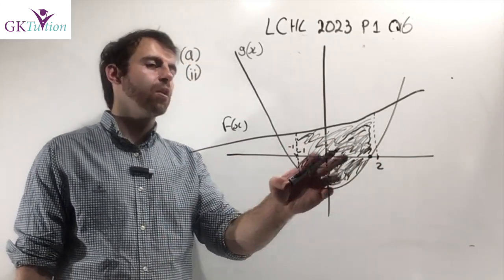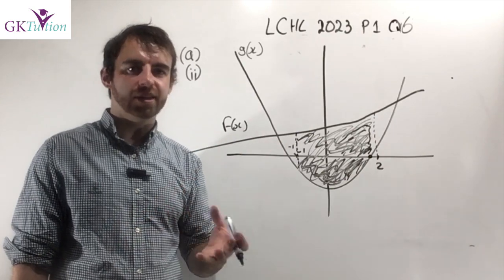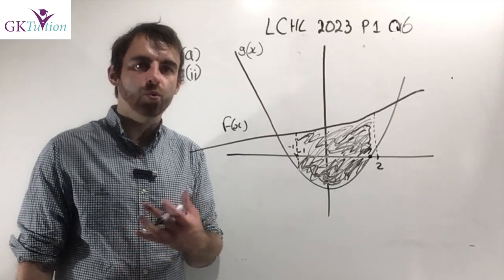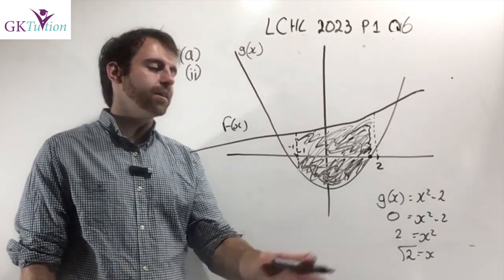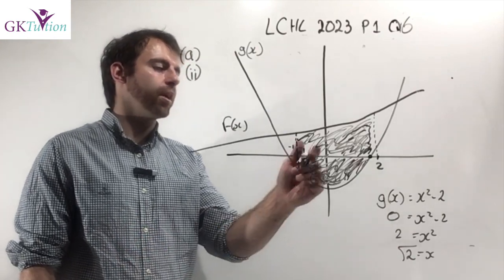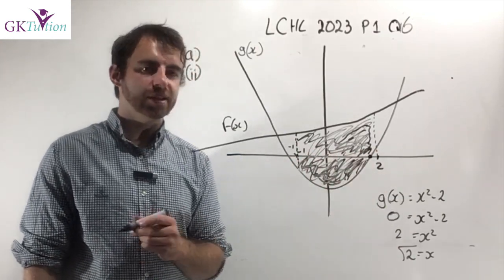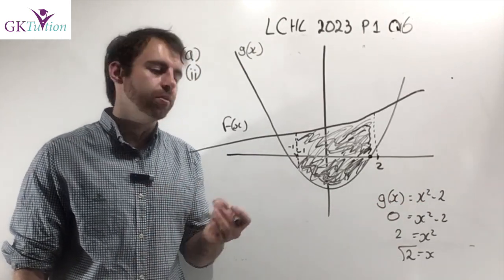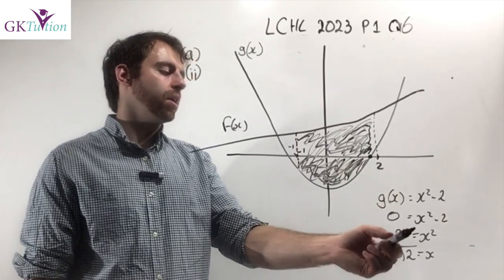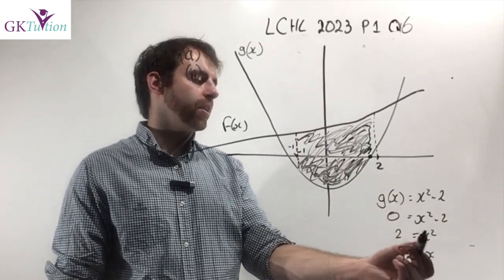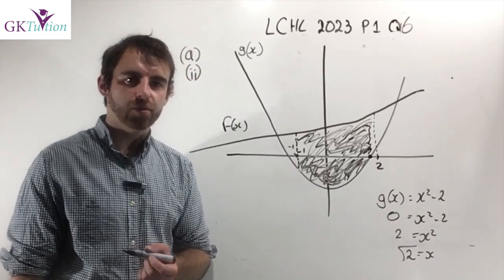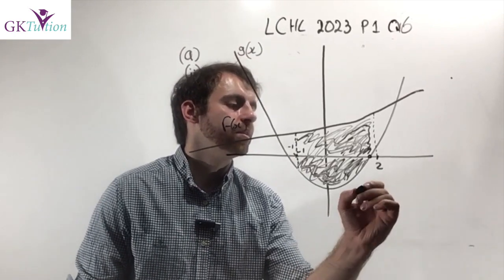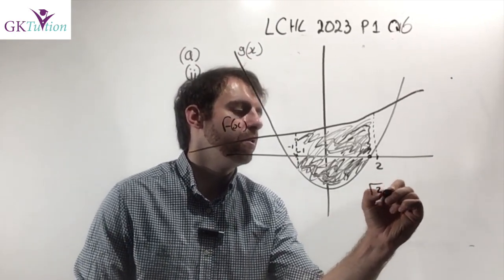I want to figure out where the curve g of x crosses the x-axis. And remember, to figure out where a curve crosses the x-axis, you simply sub in y equals 0. So my function g of x is x squared minus 2, and to work out where it crosses the x-axis, you simply let it equal 0. So I let x squared minus 2 equal 0. That's equivalent to subbing in y equals 0. Then I add 2 to both sides, so x squared must be 2. If I take the square root of both sides, I end up with x equals the square root of 2. Now that tells me the coordinates of this point here. The coordinates of this point are simply the square root of 2, 0.